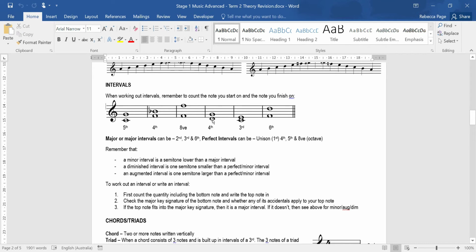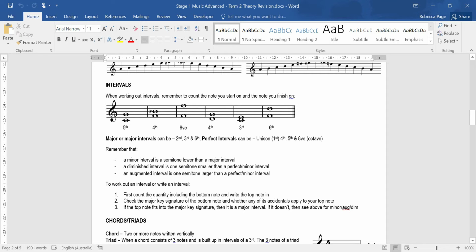So for example, this one starts on D. So we've got D, E, F, G. So that was 4. 1, 2, 3, 4. So it's a fourth. Same with third, sixth, etc. If you have one that is the same note next to each other, that's called unison. And if you have one that's 8 apart, instead of calling it an eighth, we write 8VE because it's an octave. That's what we say in music.